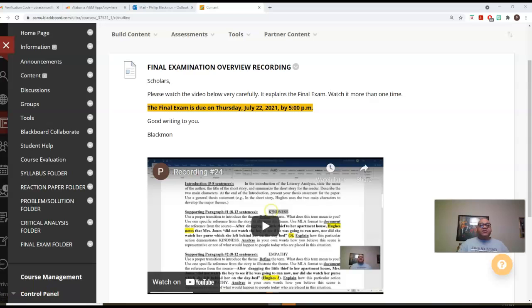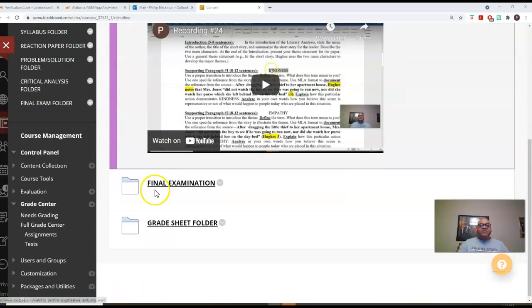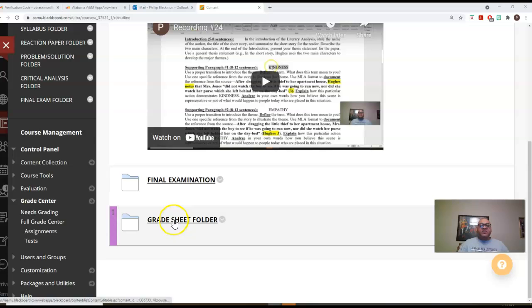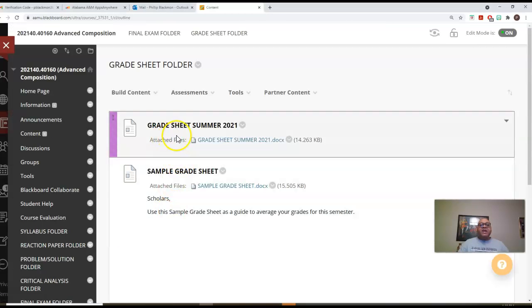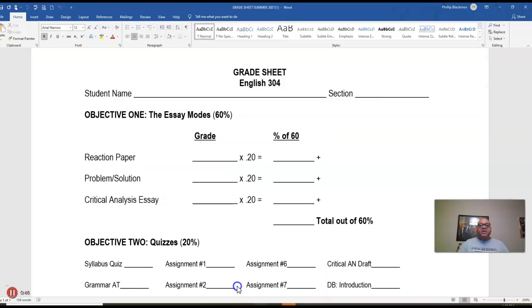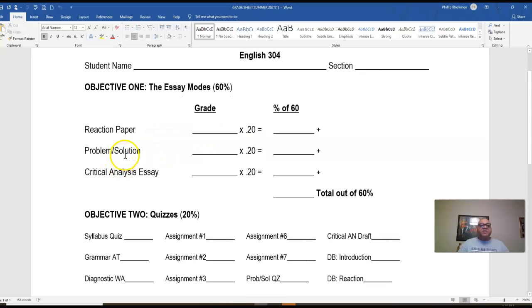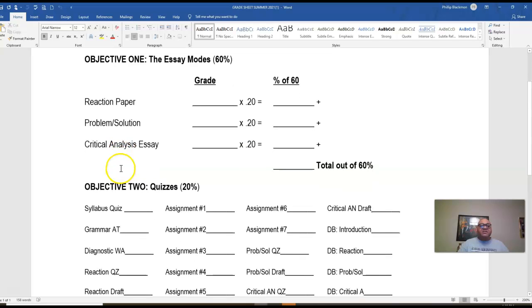So look at this. In the final examination folder, if you scroll down, you will see the grade sheet folder. In the grade sheet folder, you have a blank grade sheet and you have a sample grade sheet. I've already downloaded this, so I'm going to go over the blank grade sheet. The blank grade sheet has all of the assignments that we did this semester. If you look at objective 1, you have the essay modes. We did the reaction paper, the problem solution paper, the critical analysis.